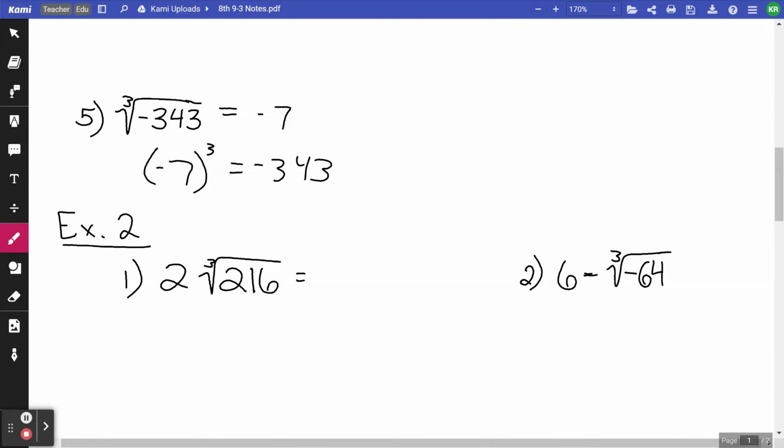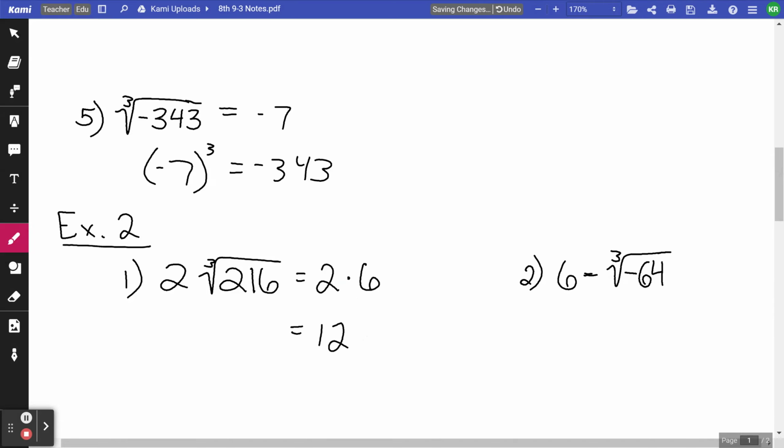So moving on, when we actually solve problems involving cube roots, you always want to try to evaluate the cube roots, simplify them out, and then use that to finish the expression or equation. So 2 times the cube root of 216, well, the cube root of 216 is 6. So this would be 2 times 6. So our answer is 12.